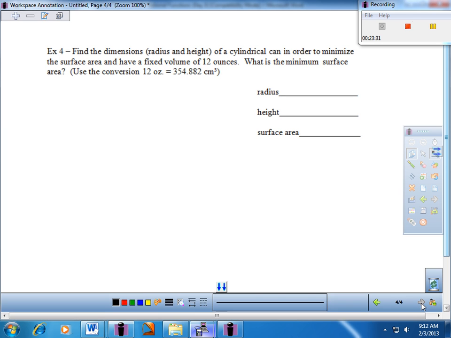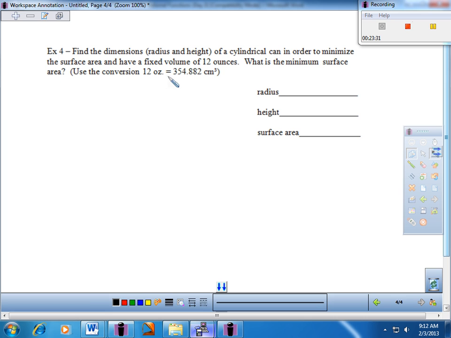Great, great application. So here's what I have. Find the dimensions, radius and height of a cylindrical can in order to minimize the surface area and have a fixed volume of 12 ounces. And then what is the minimum surface area? I looked online and here's the conversion for 12 ounces in cubic centimeters. And you'll see why we'll want that as we go through the process here.